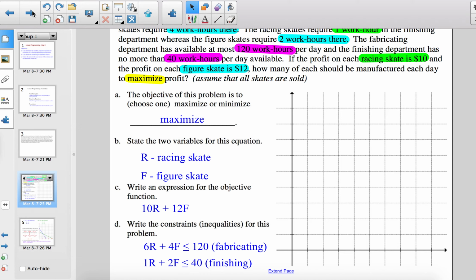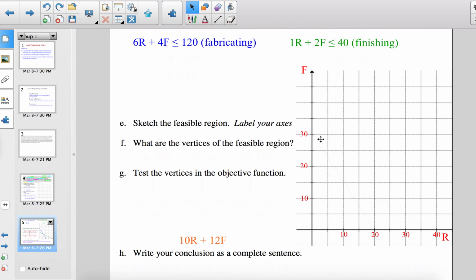All right. So next up, we are going to graph it. It says part E, sketch the feasible region. So here are my two equations. Remember we talked about in class using the x and y intercept approach. If I cover up the f portion, I have 6r equals 120, then r equals 20. If I cover up the r equation, I have 4f equals 120, then f equals 30. So I just jotted those down so I have my intercepts.